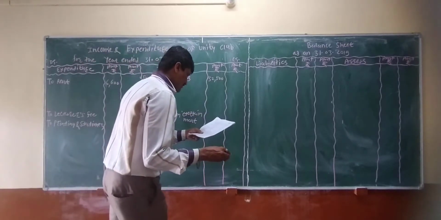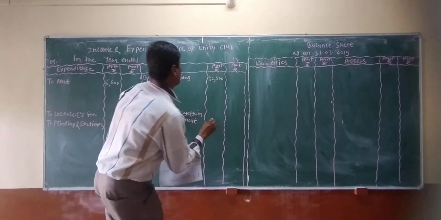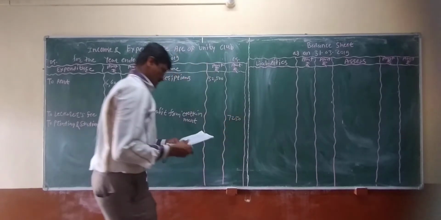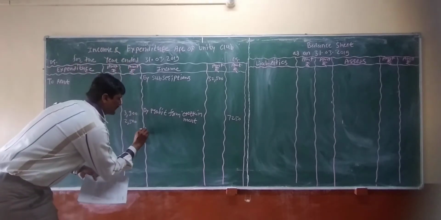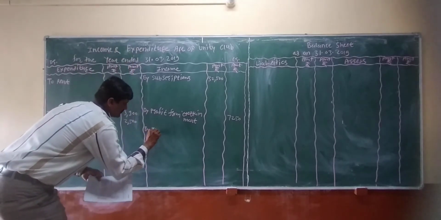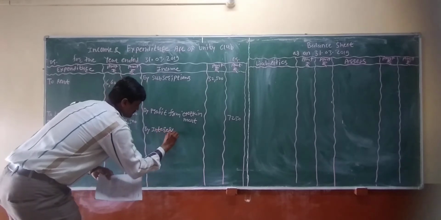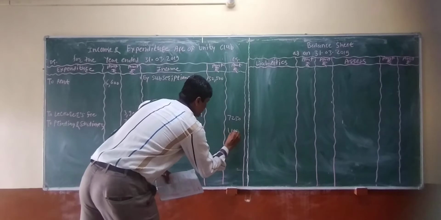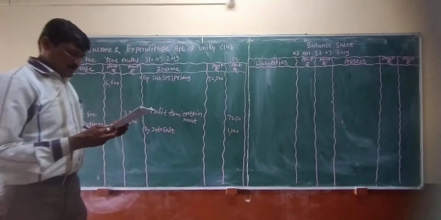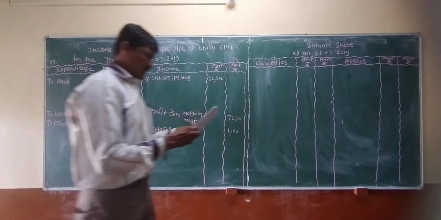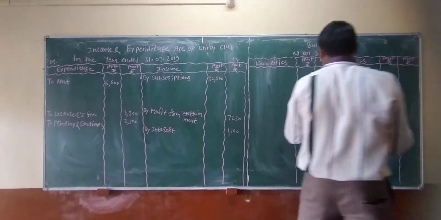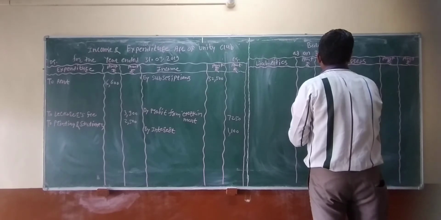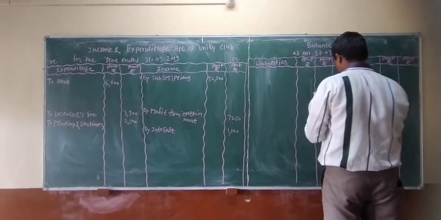Direct, you can write in the outer column 7,250. Next, by interest 1,100. Right. Next, on the asset side you can write books. First you can write books.